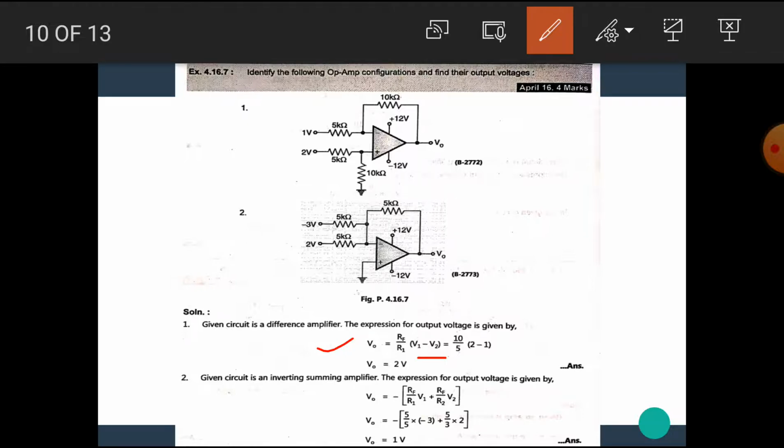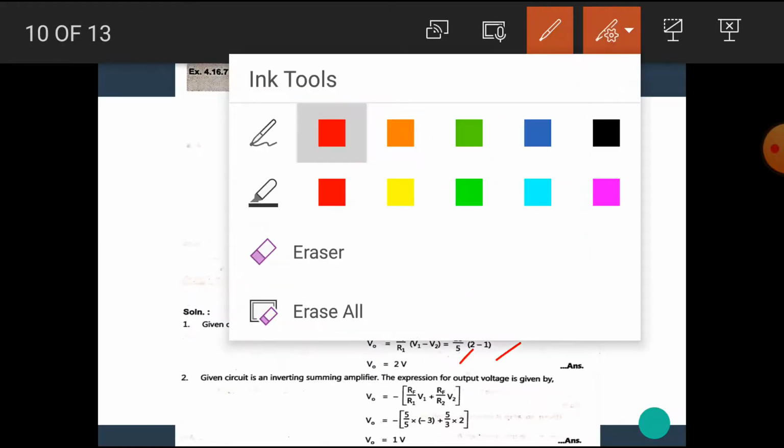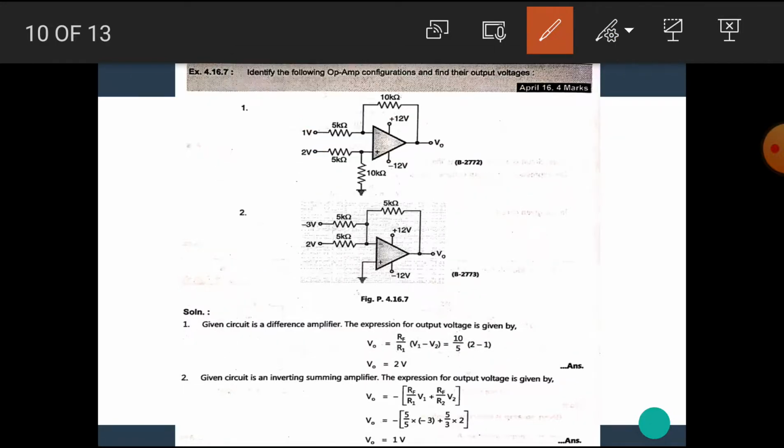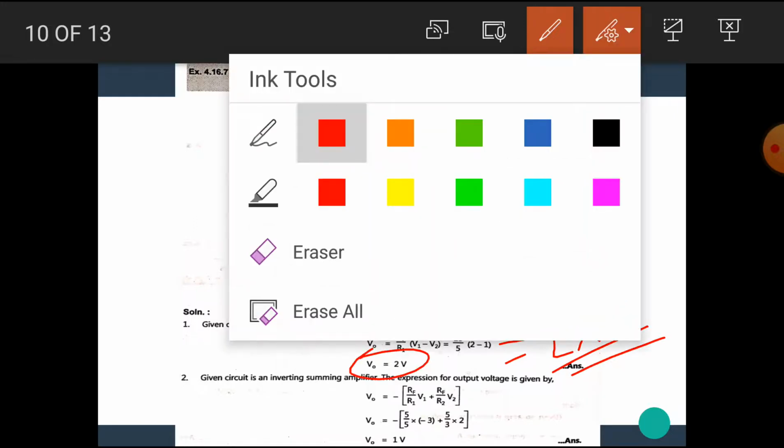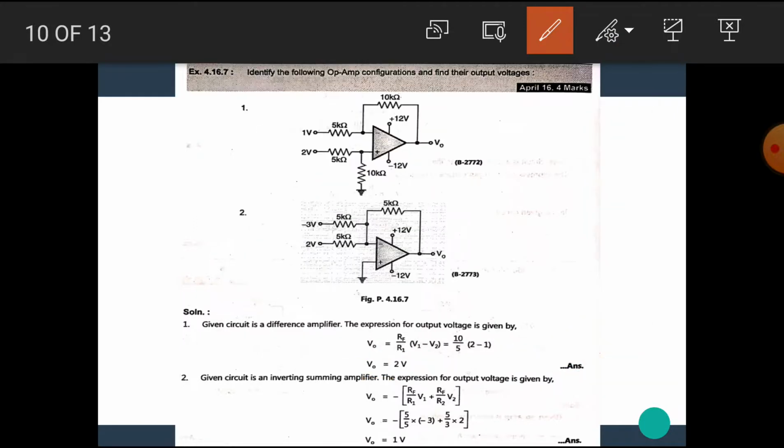Here Rf is having value 10, R1 has the value 5, and V1 has the value 2, V2 has the value 1. From solving this we get 10 upon 5 is equal to 2, and 2 minus 1 is equal to 1, that means 2 into 1 is equal to 2 volt. That means the output volt is equal to 2 volt.